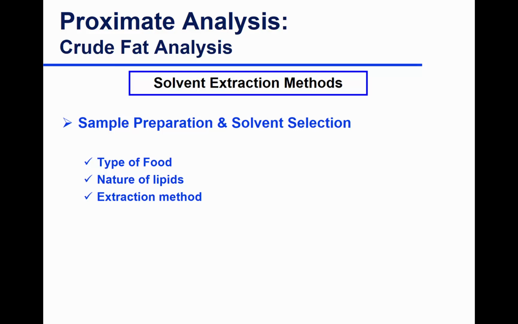We've gone through that in lab as well. So type of food is important. Nature of lipids. Do I have a high amount of polar lipids or do I have mostly triglycerides, non-polar lipids? So that would determine what type of solvent would work best in this case. Extraction method. What would I select if I have Soxhlet and Mojonnier? Which one would I go with? Which one will give me more accurate results?